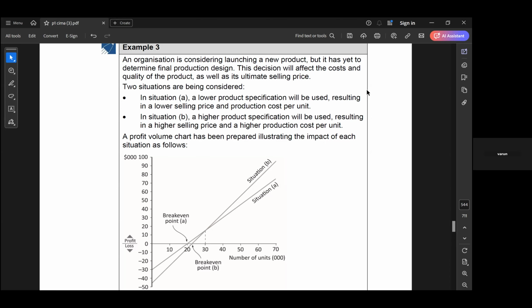So now, in the situation here, it says that a lower product specification will be used, resulting in lower selling price and production cost per unit. That's why you break even faster, perhaps. Lower production specification, so the machinery cost is lower and the fixed costs are lower. The other situation is higher, right? And they've drawn a profit volume chart. Let's see what they're trying to ask us. They're saying something to us. What are we supposed to find out?